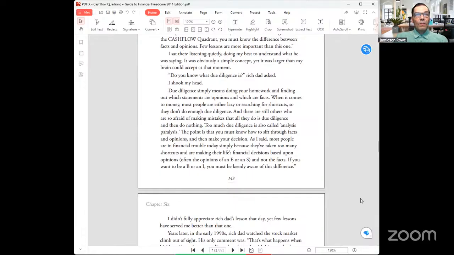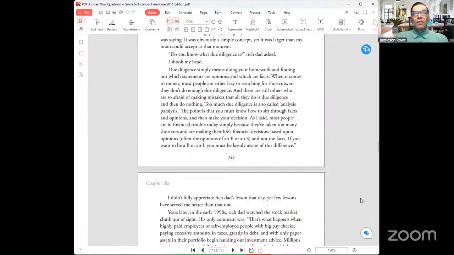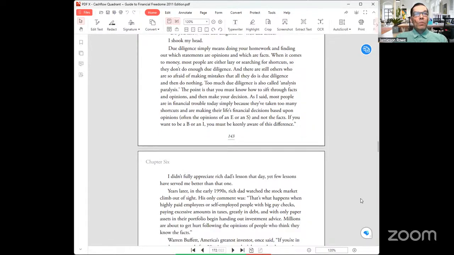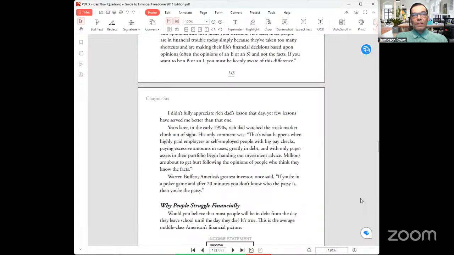When it comes to money, most people are either lazy or searching for shortcuts, so they don't do enough due diligence. And there are still others who are so afraid of making mistakes that all they do is due diligence and do nothing. Too much due diligence is also called analysis paralysis. The point is that you must know how to sift through the facts and opinions and make your decisions. As I said, most people are in financial trouble today simply because they are taking too many shortcuts and are making their financial decisions based upon opinions, often the opinions of E's and S's, and not the facts. If you want to be a B or an I, you must keenly be aware of this difference.